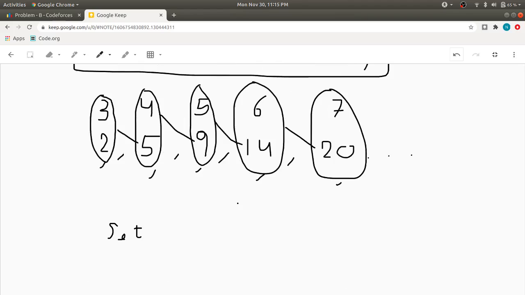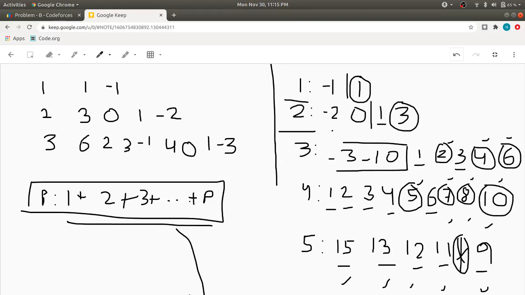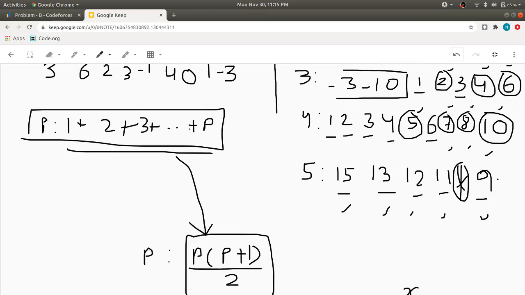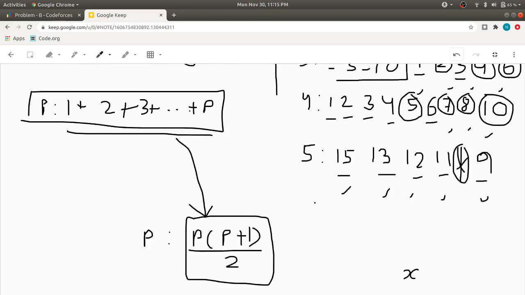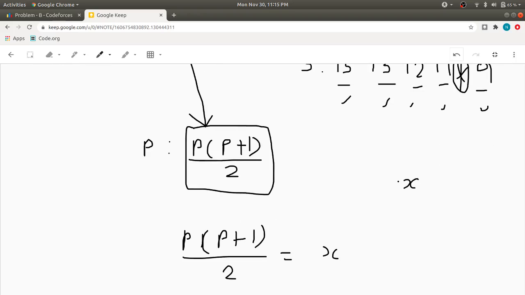Okay, so let me summarize the whole problem. We started observing what will be for one jump, what will be for two jumps, three jumps. Then we observed that we only have positive values, so we are only concerned about positive values. We observed that there is a portion in the series which has a gap of 1, and that is also making some abnormality in my answer.